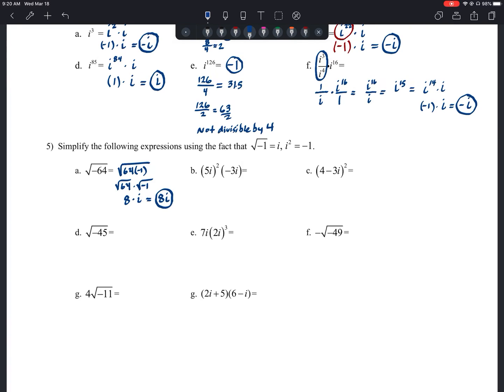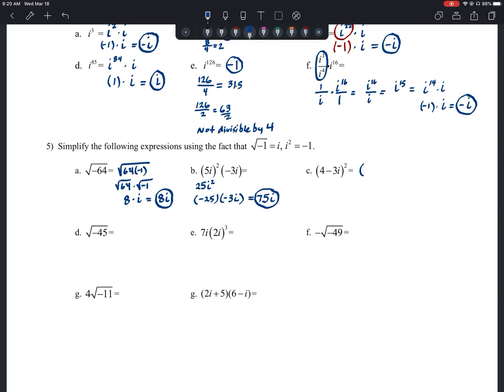Letter B, 25i squared. That should be a... 5i squared becomes 25i squared. I was kind of jumping the gun, right? And then i squared is the same as -1, so this ends up being a -25 to start. Now I'm going to multiply it times a -3i. Negative times negative is a positive. 3 times 25 is 75, and then we only have one i out there, so 75i is the simplified expression.